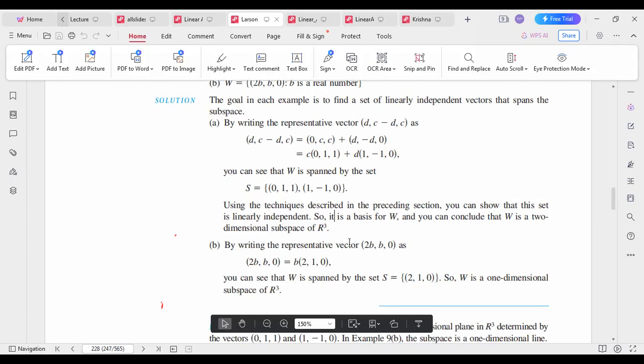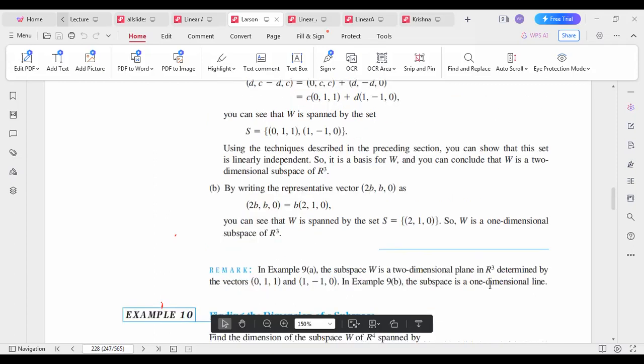By writing the representation, the vector (2b, b, 0) can be written as b times (2, 1, 0). That means a scalar multiplication of the vector (2, 1, 0). So you can observe that W is spanned by S, the vector (2, 1, 0). So W is a one-dimensional subspace of R3.